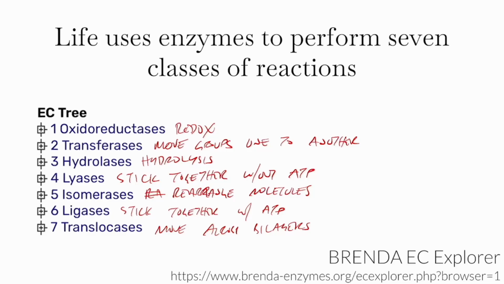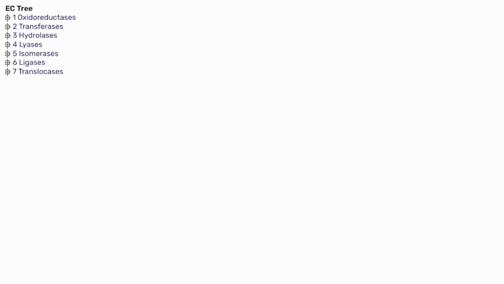One of my favorite ways to explore this is actually to use this thing called the Brenda EC Explorer. This is the Enzyme Commission Explorer. And what we'll see is each of these things can be broken down into subclasses. Annoyingly, this is the best URL that I could find that resolves to the thing I want. So sorry for the terrible URL, but if you go to that URL, which I'll also put in the description, you can actually go and browse what I'm about to show you.